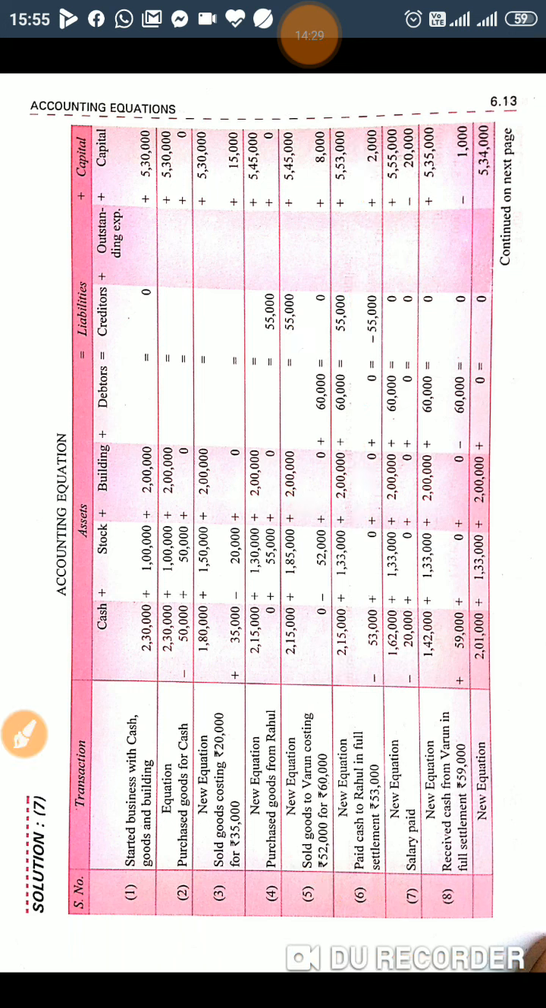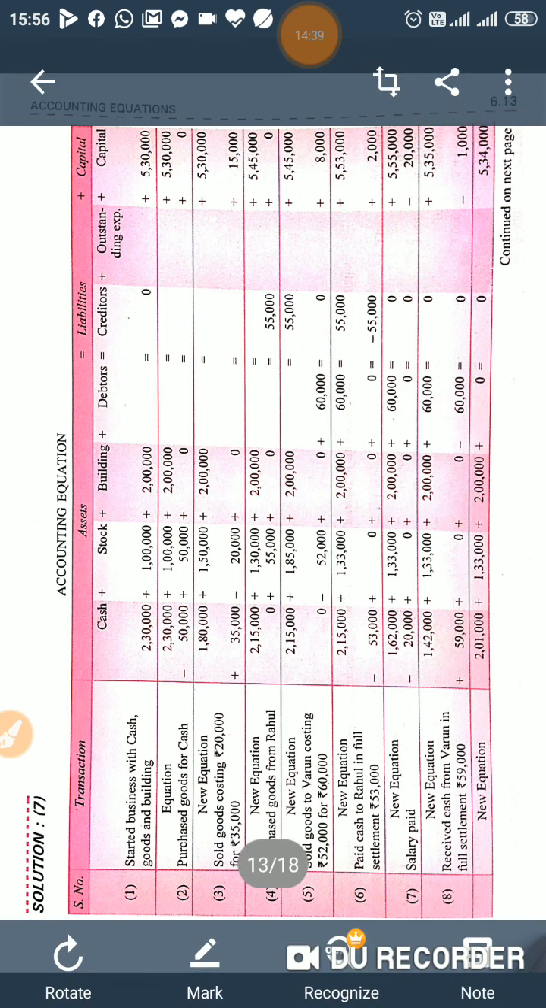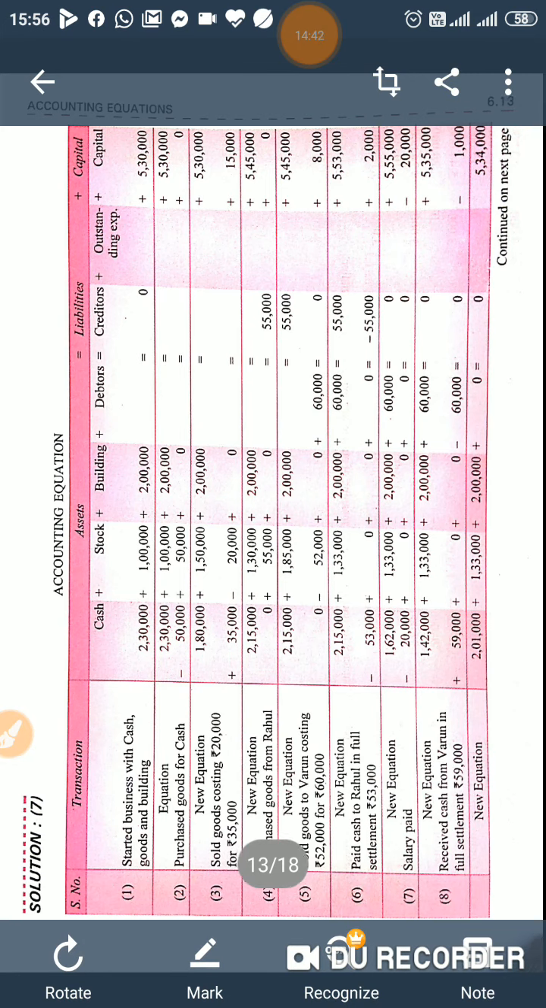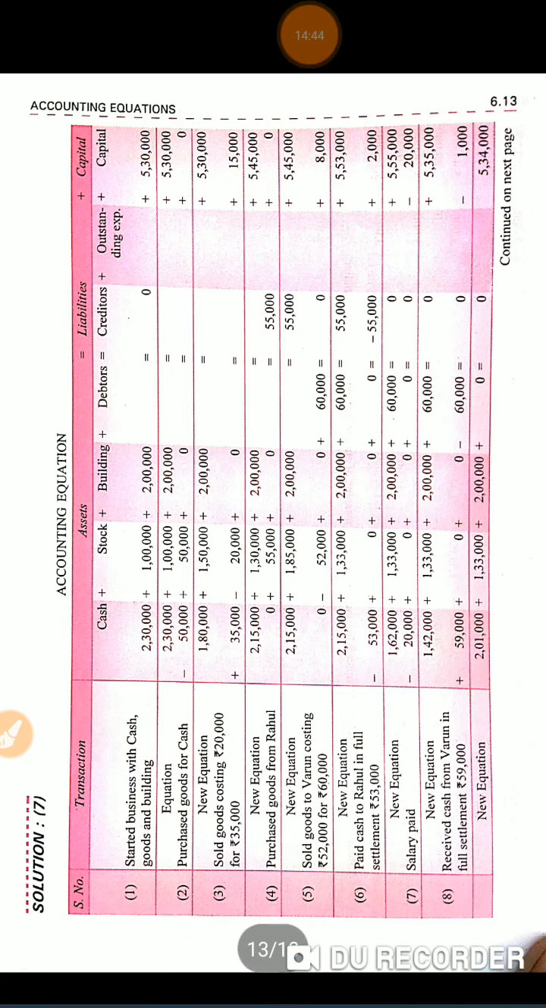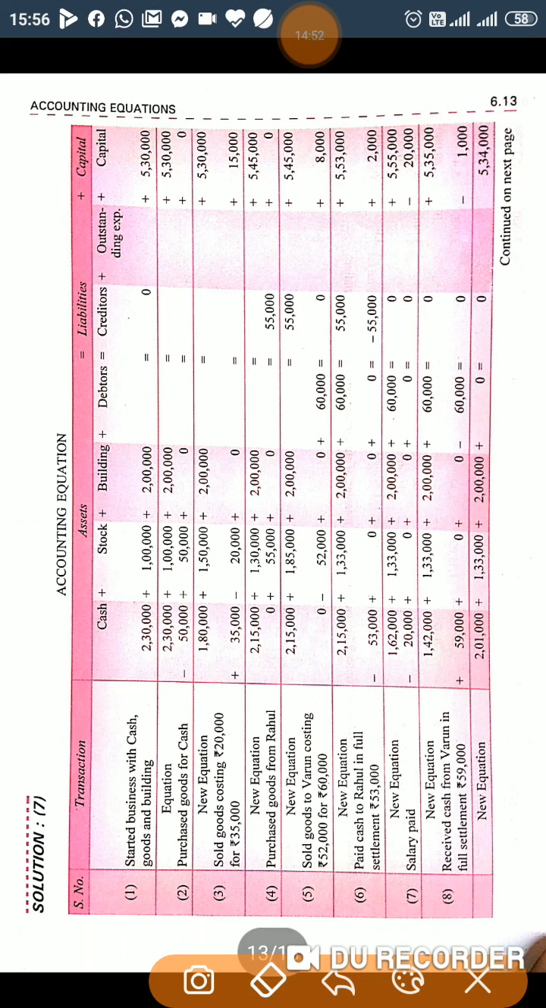Now next transaction is paid cash to Rahul in full settlement of 53,000. Rahul was supposed to be paid 55,000. Instead of 55,000, we are making payment of 53,000, right? So we are making payment of 53,000.